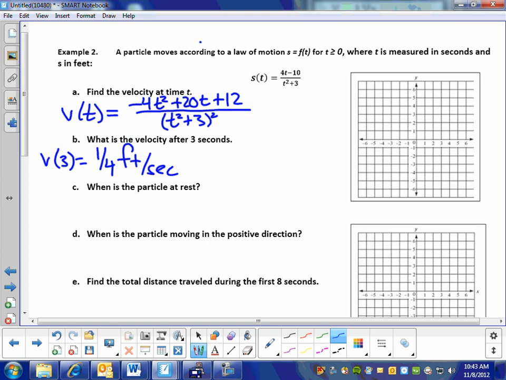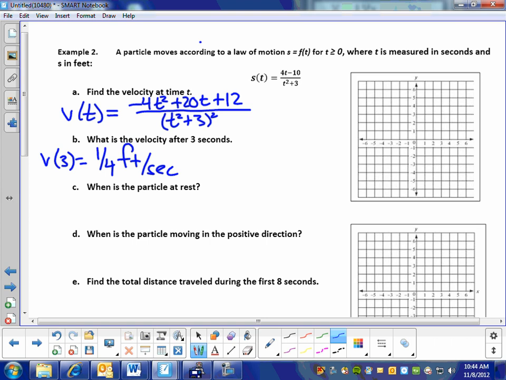And we have to write it as a rate, so I want to include feet per second. If you didn't get that, it's because you plugged the function incorrectly into your calculator, and you're going to have to look at that again.